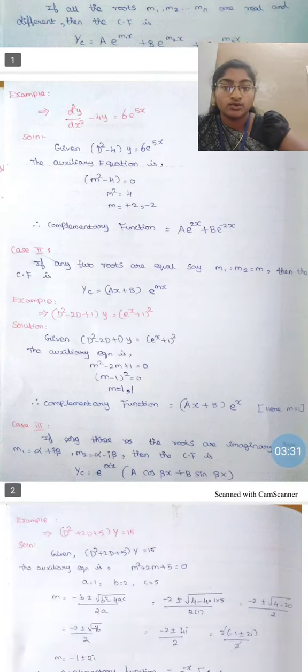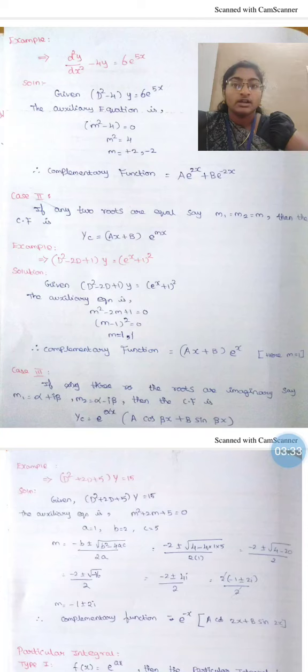Now we are moving to case 2. If any two roots are equal, say m1 = m2 = m, then the complementary function yc is given by the formula (ax + b) e^(mx). So when the roots are equal, we will use case 2.